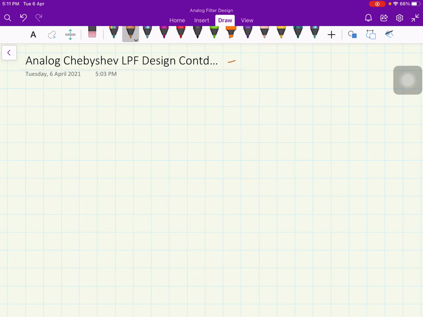Okay, so let us continue our discussion on analog Chebyshev low pass filter design. Now let us see how to find the order capital N and epsilon from the given specifications. As I said in the previous lecture, the usual specifications are delta p and then pass band frequency omega p, and then delta s and omega s.